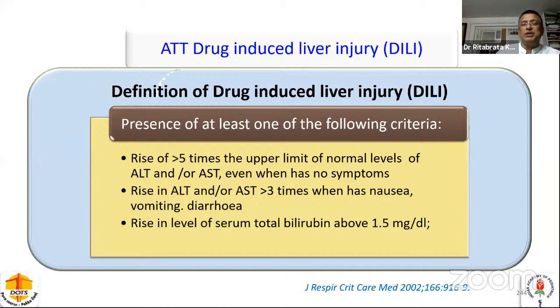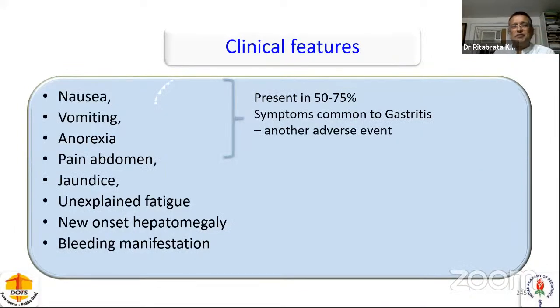drug-induced liver injury, DILI. Most cases of DILI have common features of nausea, vomiting, anorexia, diarrhea, abdominal pain, jaundice, unexplained fatigue. Very rarely you can have bleeding manifestations. The first 3, that is nausea, vomiting, anorexia, and abdominal pain, are seen in 50 to 75% of the cases. These symptoms are also common to gastritis. So whenever you have such symptoms, you should examine the liver function test also.